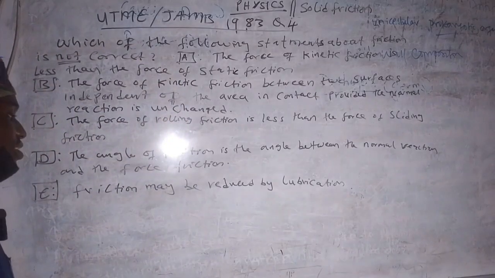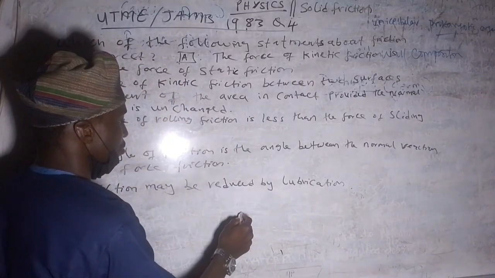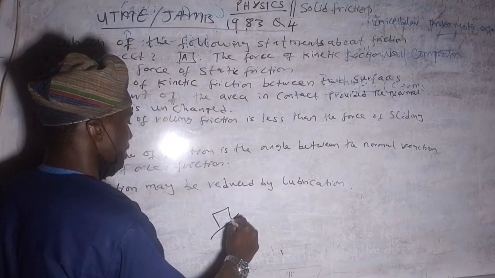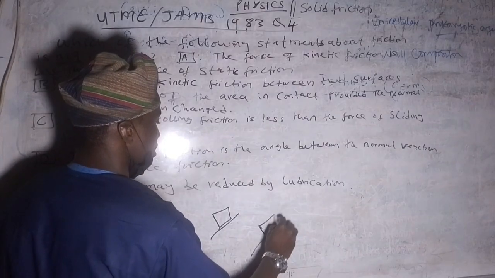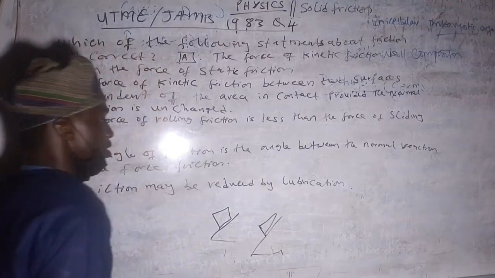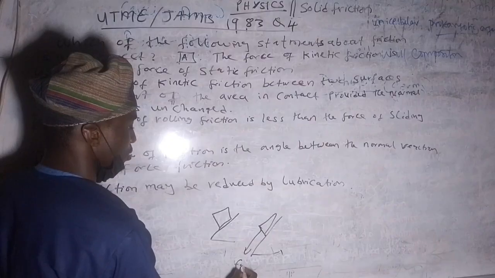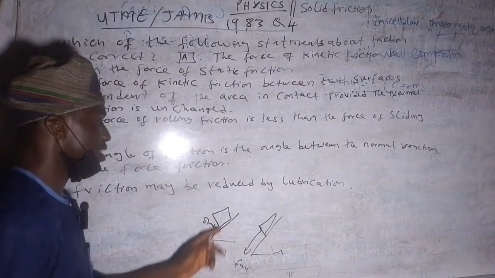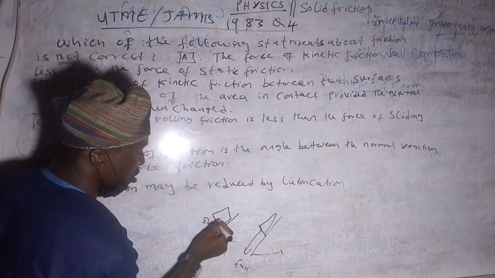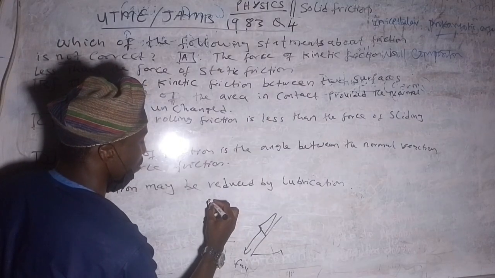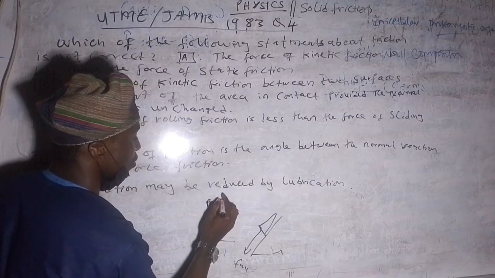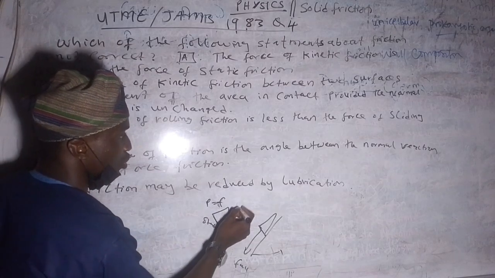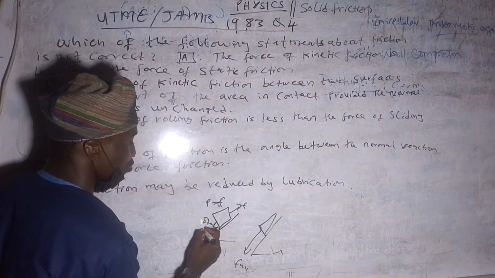Let us just try this. So we are having a body, maybe like this, inclined, and another body like this, inclined. So this one is falling. This one is static. For you to be static, what will happen? Your applied force that wants it to fall down is equal to what? Frictional force. Applied force P is equal to frictional force F, right?